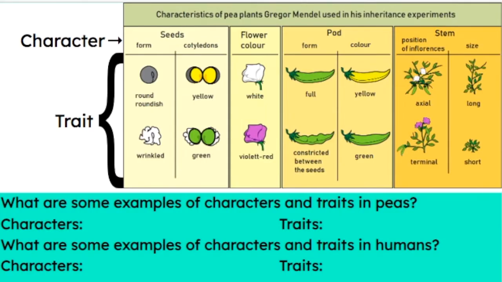So I left that for you there. What are some examples of characters? Remember, these are our characters, and some examples of traits down here in peas. Write that down here. And then here's the chart for peas, but you know what humans look like, I hope. So what are some examples of characters here versus traits in humans? If you're not sure about the difference between character or trait, use this as your example. These are all the characters. All of these down below are the traits.